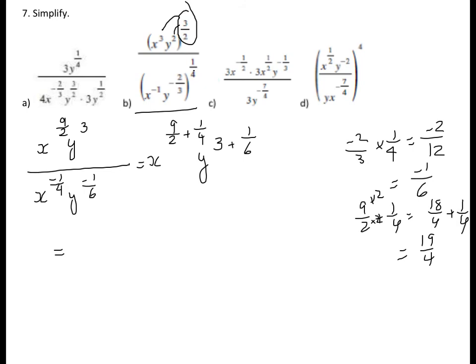So it's going to be x exponent 19 over 4. Y exponent 3 plus 1 over 6 is the same as multiply by 6 divide by 6. So I get 18 over 6 plus 1 over 6, which is 19 over 6.